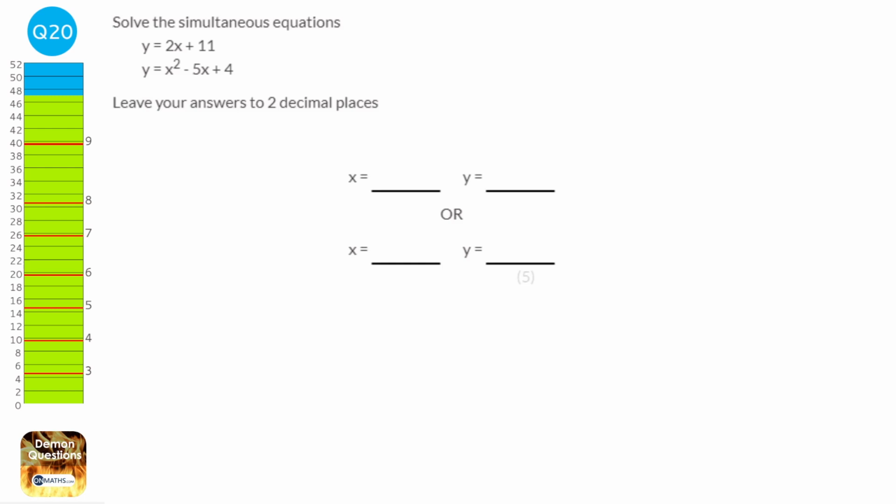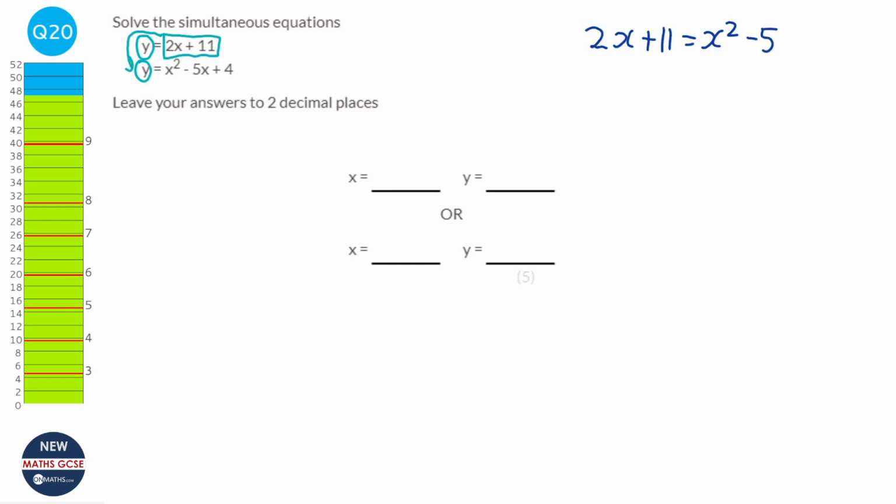Now here, it's actually been nice to us in this question because they're both equal to y. So I can replace that second y with the 2x plus 11. I can just put that into that equation there, which is what we're going to do. So we've got 2x plus 11 equals x squared minus 5x plus 4.